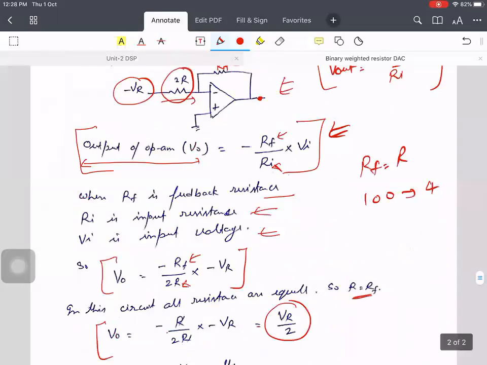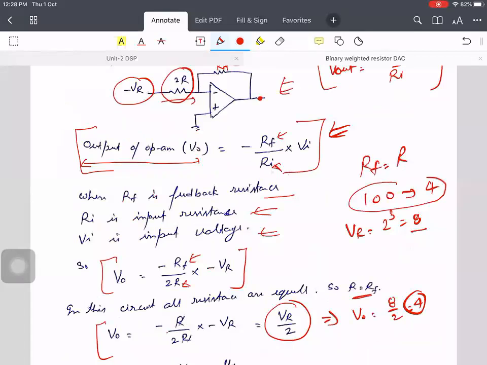So what is the maximum value of VR? 2 to the power 3, that is 8. So from here you can say V naught equals VR by 2. What is the value of VR? 8. 8 by 2 is 4, and that is the decimal value 4. So you have this digital data 100, and at the output you are getting VR by 2. So in this way we can convert digital data into analog data.